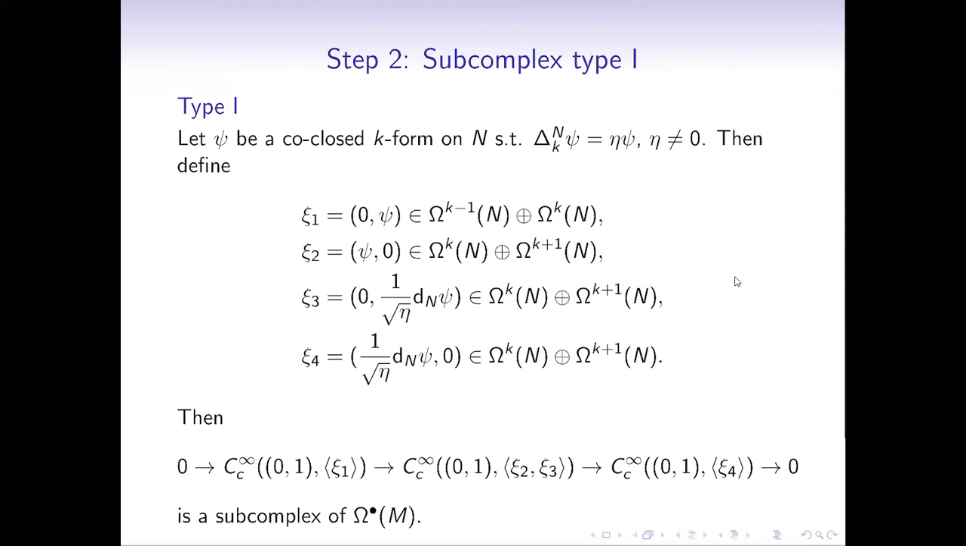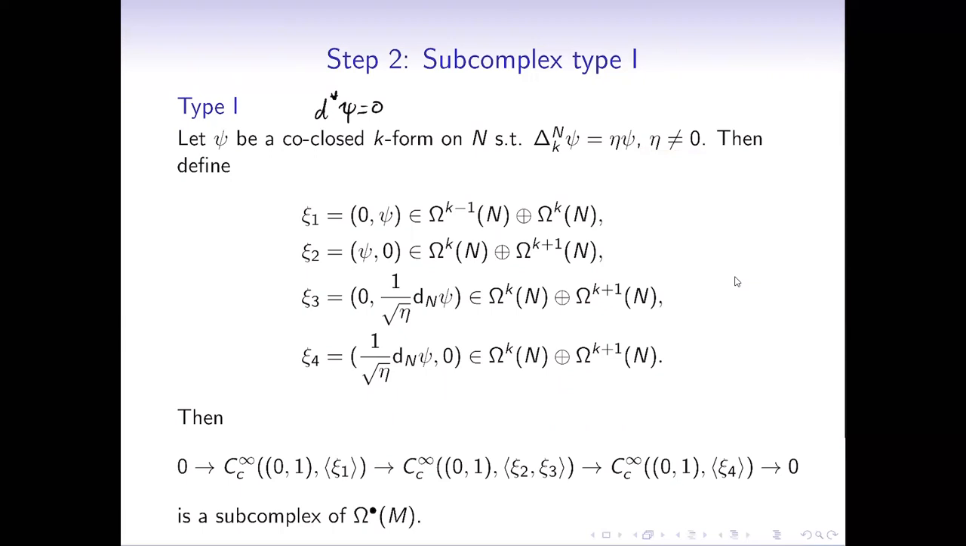So we get two types of subcomplexes, type 1 and type 2. Type 1 is the problem case, so we'll start with that. We start from co-closed k-forms, so d star of psi is 0, and psi is a k-form, that are eigenfunctions for the Laplacian on N on the base manifold, for non-zero eigenvalues. The subcomplex of type 2 is going to deal with harmonic forms. Type 1 deals with the non-harmonic forms.